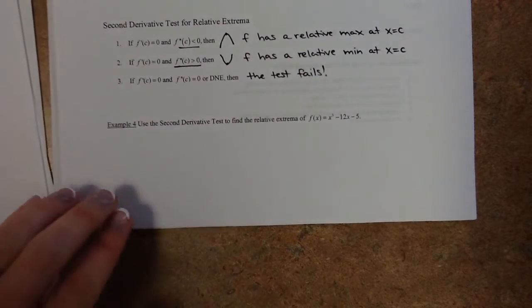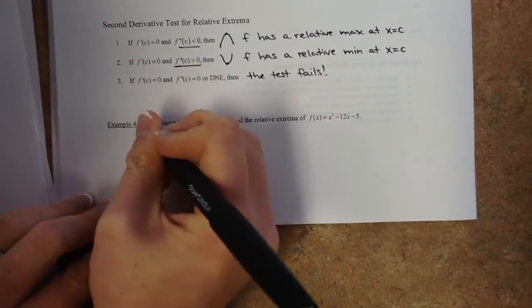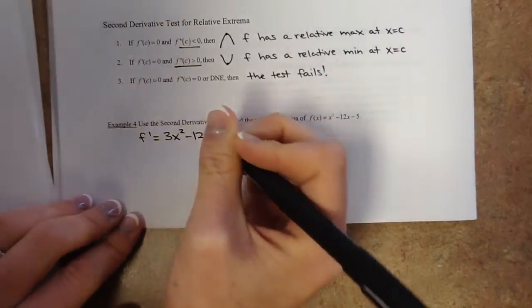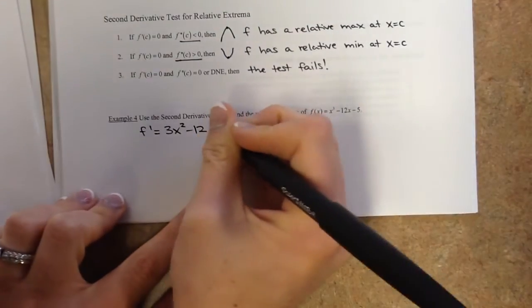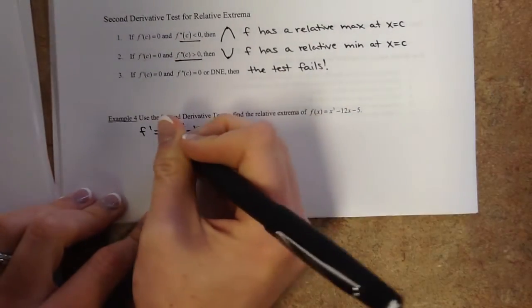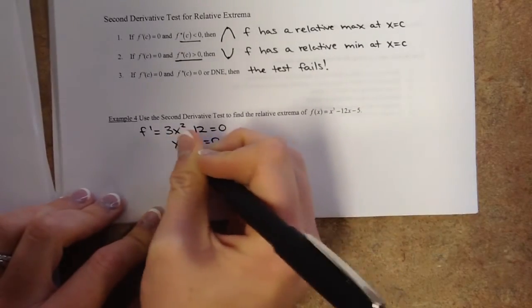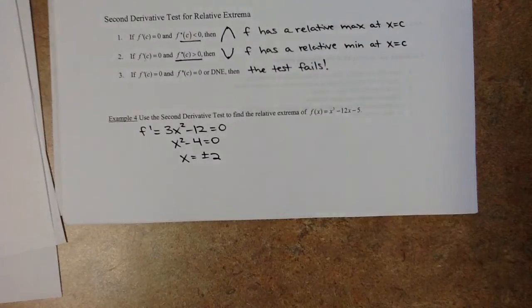So first we find critical points. These are all the places the relative extrema might occur. So we find f prime, 3x squared minus 12. Okay, and so we set that equal to 0, divide out a 3. And so our critical points happen at plus or minus 2. Okay, so those are all the points where we might have a relative extrema.